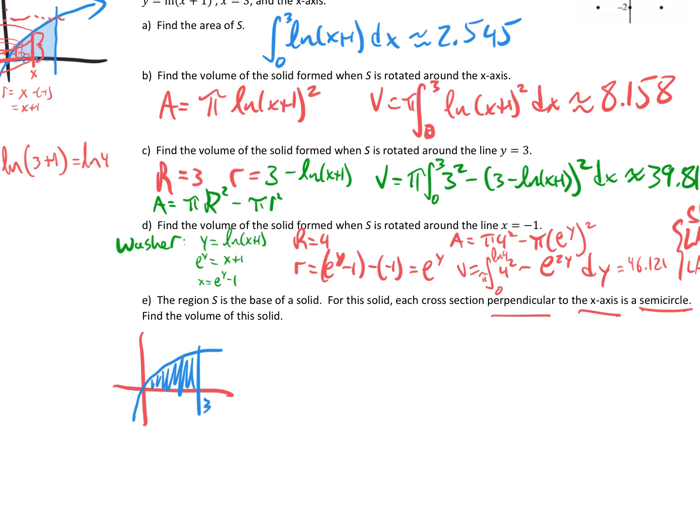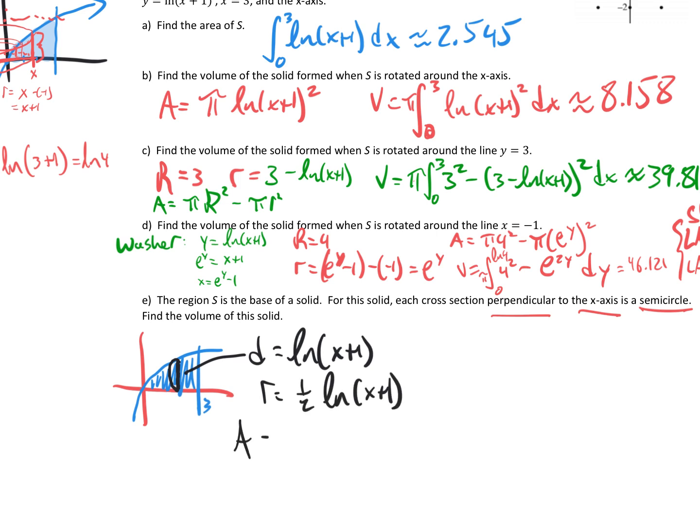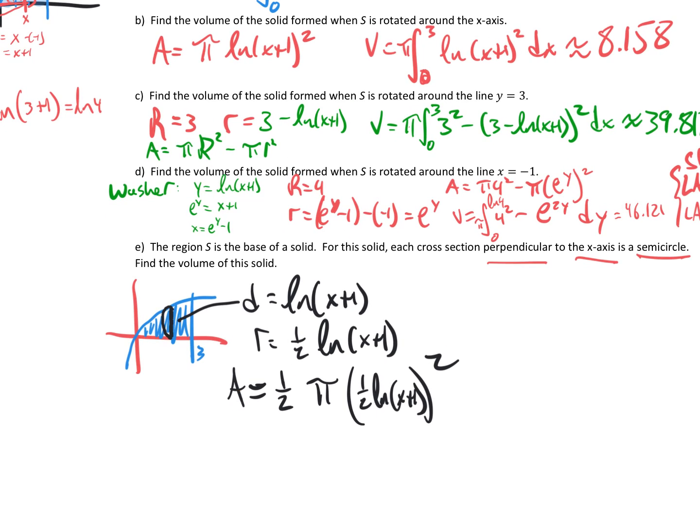We're going to go perpendicular to the x-axis, so we're going to take a sample length. In this case, it's going to be the diameter, and we're going to put a semicircle on this. So the diameter here is just ln of x plus 1. That is that function there. Okay, so that's our diameter, so the radius is 1/2 of that. The area of a semicircle is half of pi times the radius squared, and the radius is 1/2 ln x plus 1. Area of a circle is pi r squared, and we have half of that. So this is the area of the semicircle.